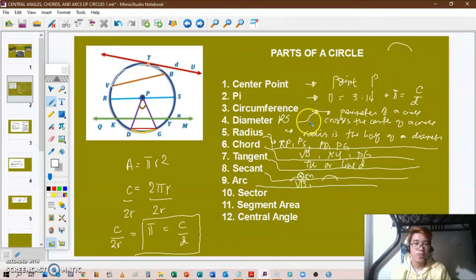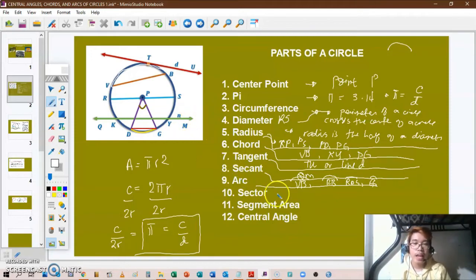There you go. So we have here arc VB, arc RTS, arc RDS, arc GS, and so much more. There are so many arcs that you can find on this circle. So just always remember that an arc is a part or a section of the circumference of the circle. If you have the circumference, we can identify the arcs by drawing points between them.